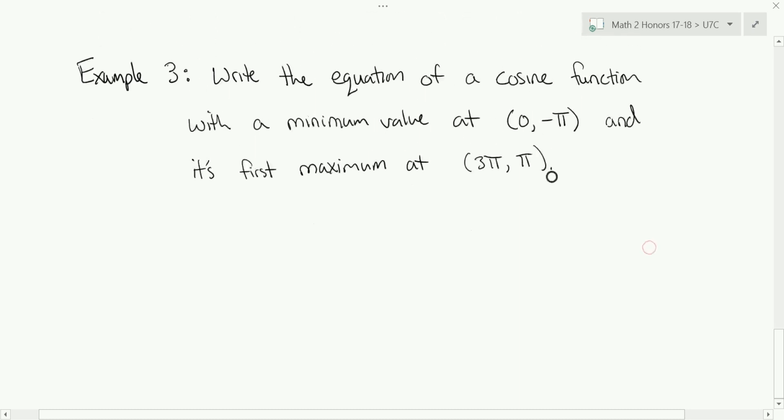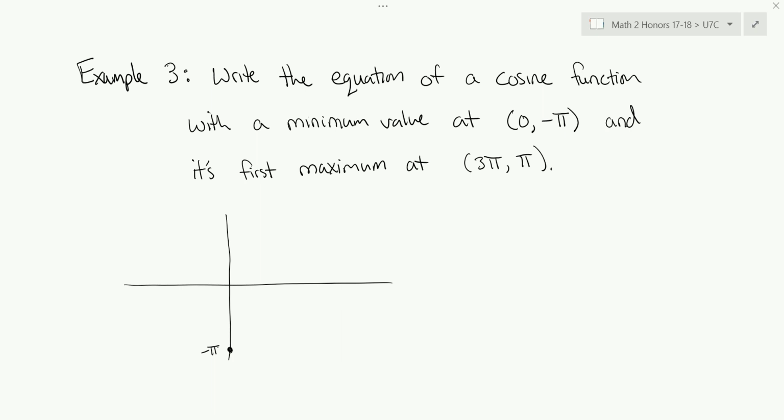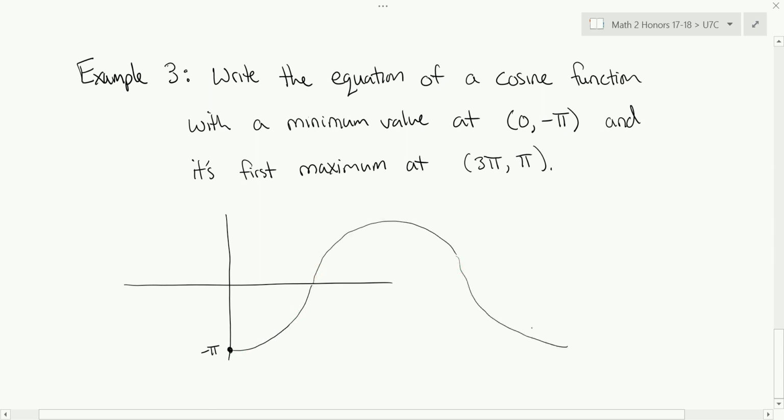So you know it's a cosine function. When you sketch this graph, plot the points. So 0, negative pi, that would be right here. And that's the minimum. So on the x-axis, we're starting at the minimum. So this is the cosine flipped upside down. So we know it looks like this. Here's one period of our cosine function.